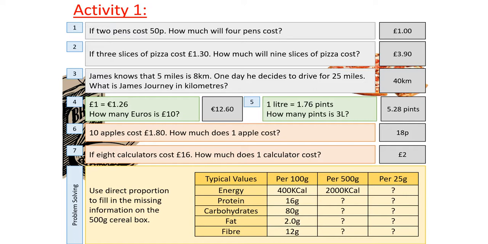So we're multiplying 400 by 5, giving us 2,000. For 16 grams, we get 80 grams. For carbohydrates, we get 400 grams. For fats, we get 10 grams. And for fiber, we get 60 grams.